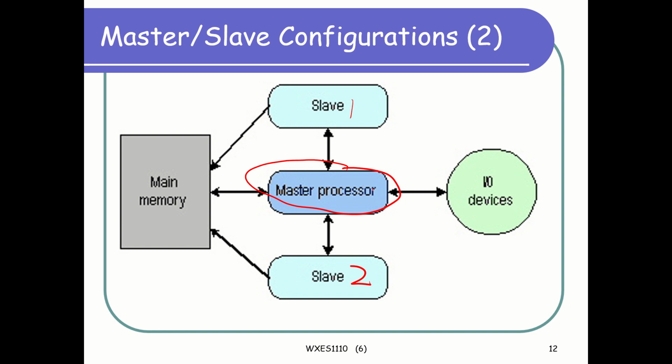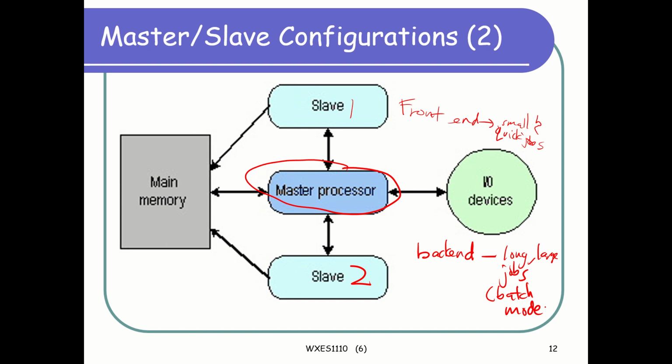You have a front end processor. It will take care of interactive jobs and quick jobs, like small and quick jobs. And of course you have a back end, which handles long or large jobs, and most probably it will be done in batch mode. So the master processor manages all files, devices, main memory, and processors, maintains the status of all processes in the system, keeps a record of it, performs storage management activities, schedules the work for other processes, and executes all control programs.